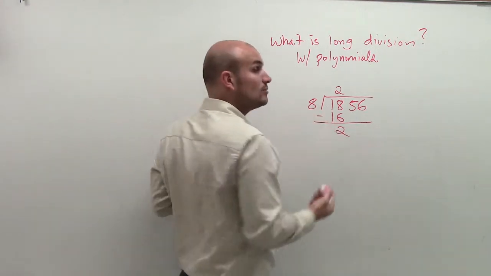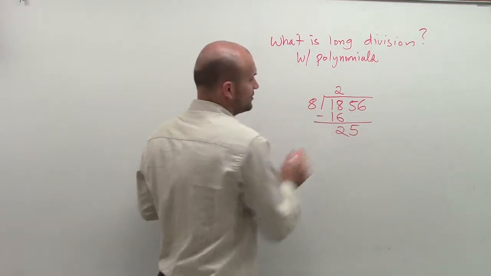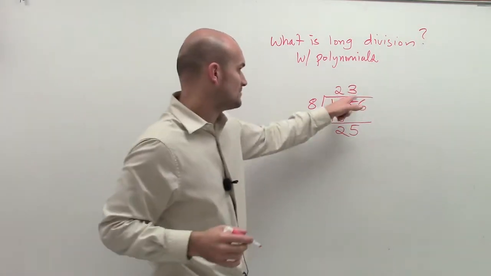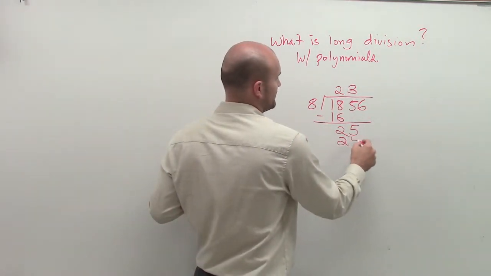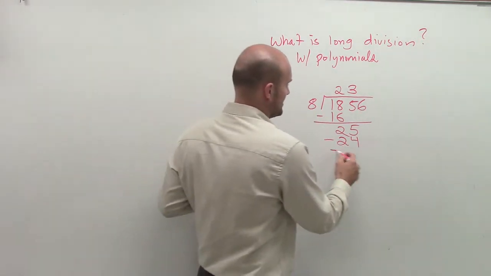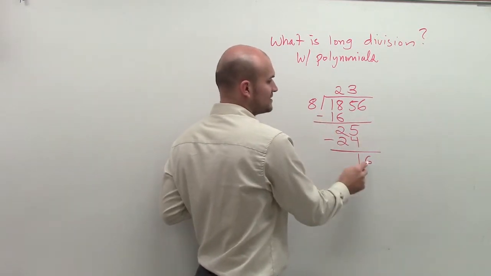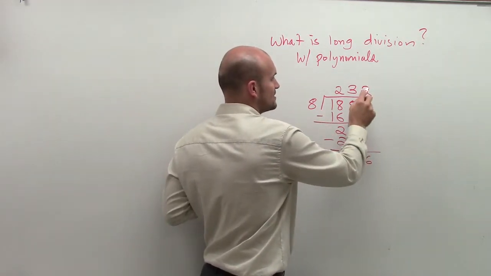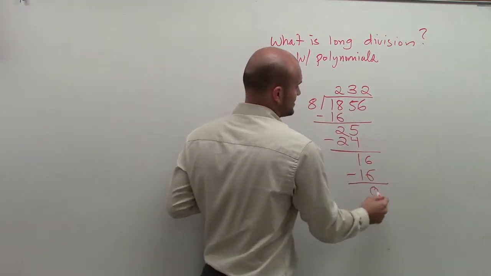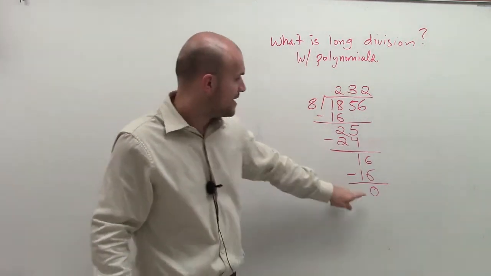Now, does 8 go into 2? No, so I drop down the next number, which is 5. Does 8 go into 25? Yes, it goes in there 3 times. Then I multiply 3 times 8, which gives me 24. Again, I subtract the rows, and that gives me 1. 8 does not go into 1, so I drop down the 6. Does 8 go into 16? Yes, it goes in there twice. Multiply 2 times 8 is 16. Subtract, and I get 0. So therefore, my quotient is 232, which is the answer, and my remainder is 0.